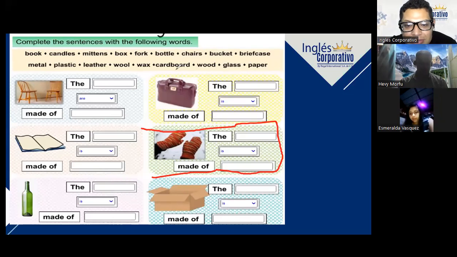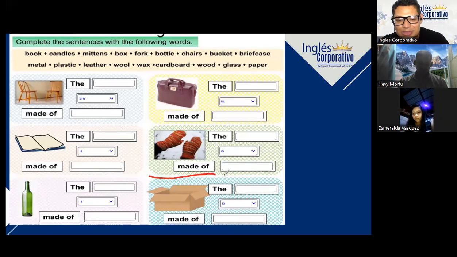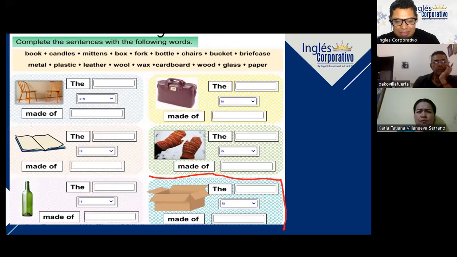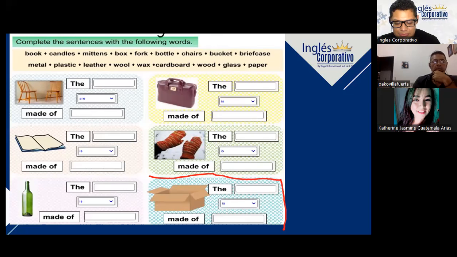Let's continue with the next one. And this is actually the last one here. The last but not the least. Look at this. The box. The box is made of cardboard. What is that? Cardboard.